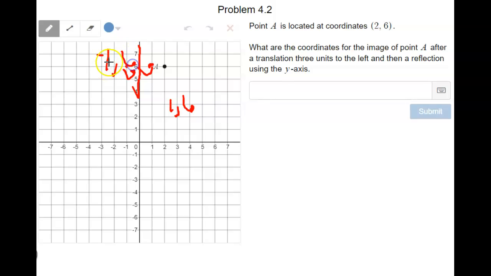So what's the rule when you reflect over the y? You change the x. When you reflect over the x, you just change the y. So hopefully that makes a little bit more sense moving forward.